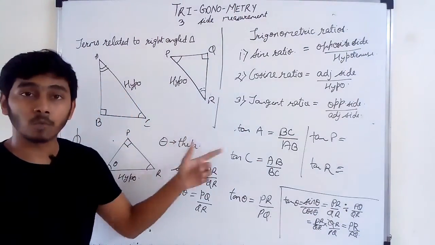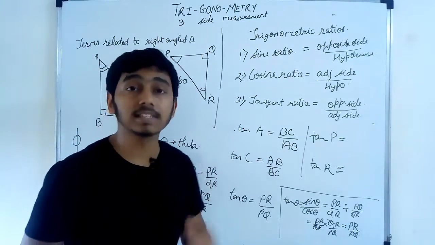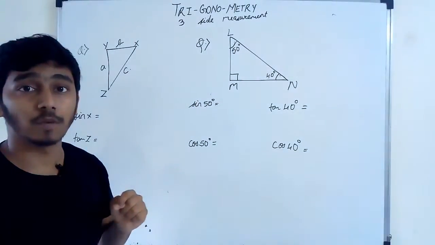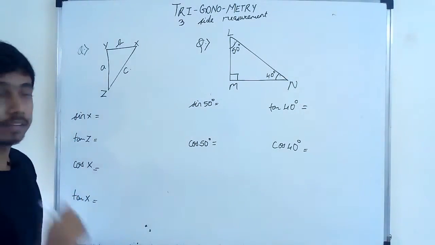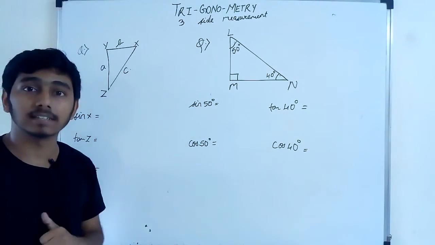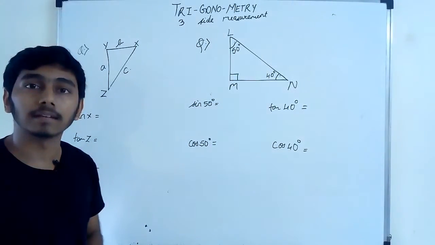Now we'll take some questions based on this and end the topic here. So let's look at a couple of questions and try to solve them. This all is based on what we discussed: opposite side, adjacent side. We just need to remember what is sine, what is cos and what is tan.